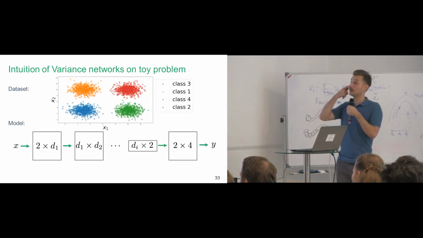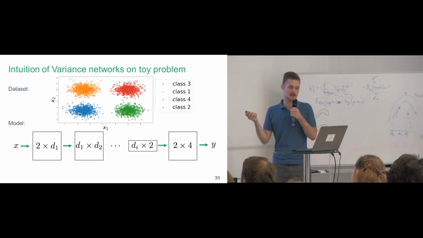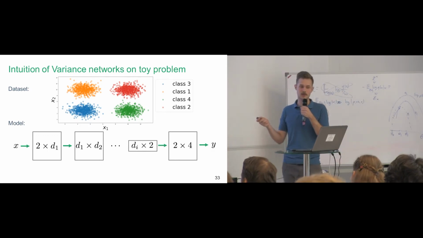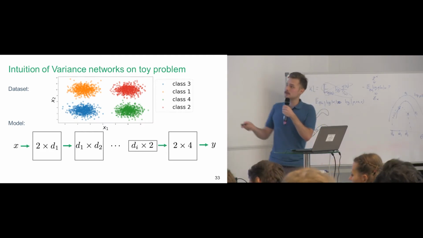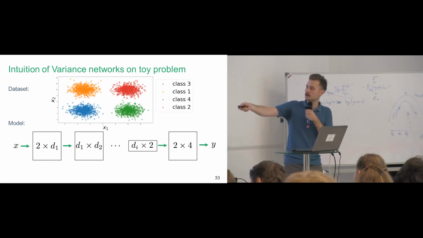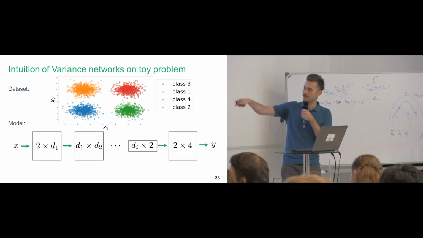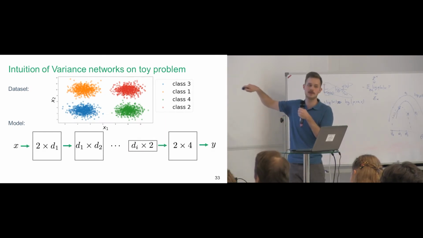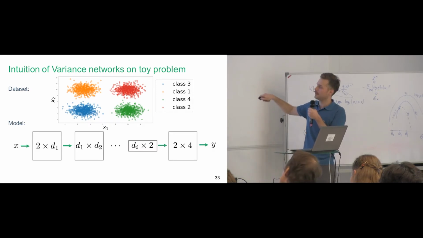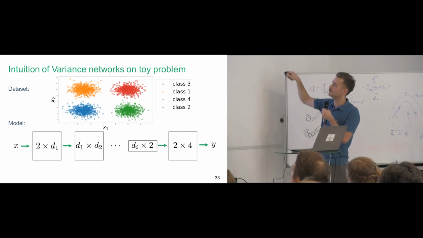So let's move on to the intuition of variance networks. Let's consider a toy problem. Here we have just 4 Gaussians, 4 classes. And let's take a model that takes X as input and does something. So we have some layers here. Then we have a bottleneck layer here that has only 2 activations. And then we have a classification layer here to classify into 4 classes.